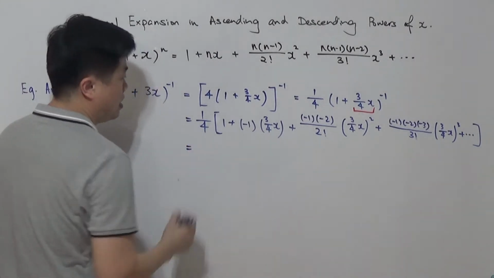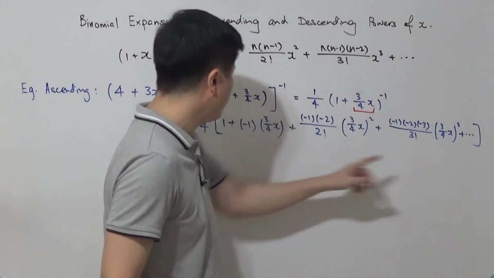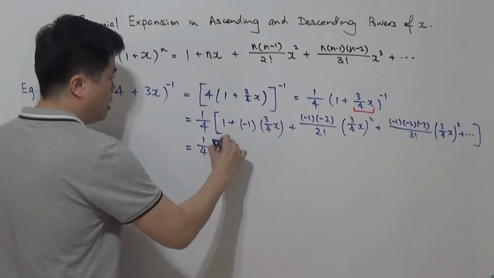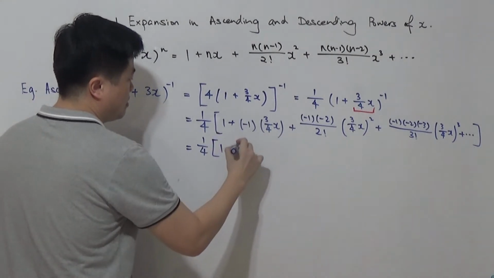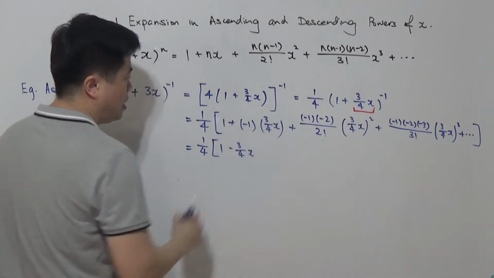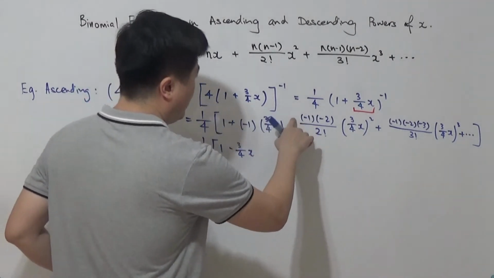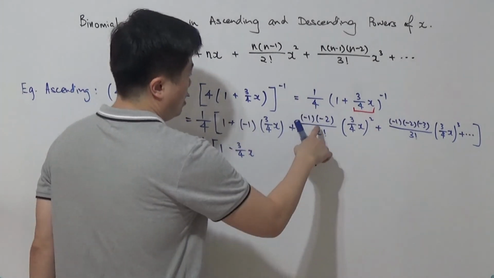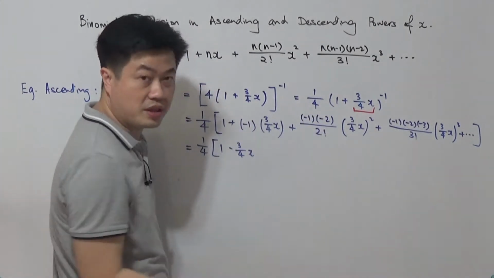Now we're going to go ahead and finish this up. Let's simplify all this first before we multiply the 1/4 in. So we have 1 over 4, and then 1, and then this one is going to give us minus 3 over 4x. Then after that, for this guy, a negative becomes positive, and if you were to take 2 divided by 2 factorial, it's just going to give you 1.